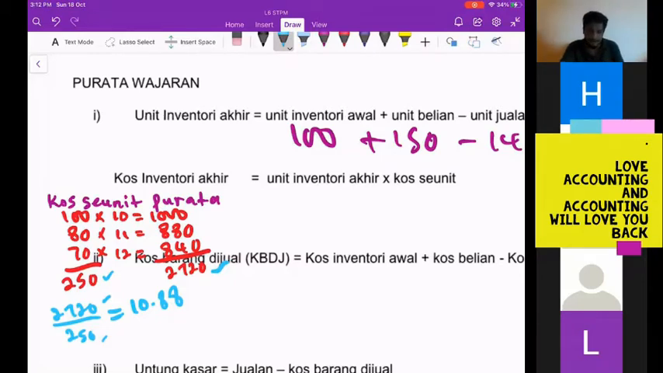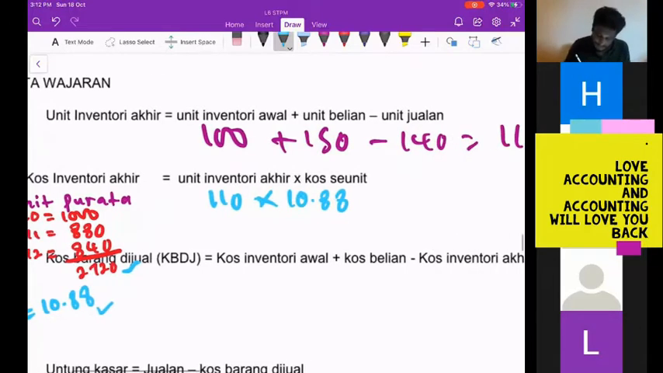Okay, done. Can I continue? Your unit is how many? 110 units, right? Times with 10.88. So you get 1196.80 cents. Okay, can I continue? All good, huh?